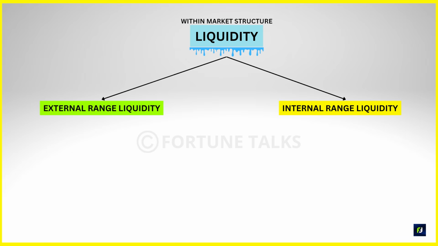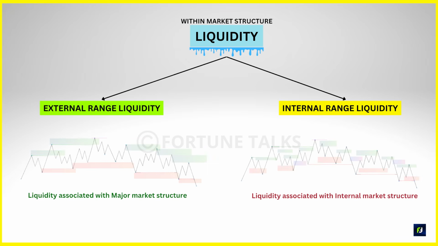In the previous episode on liquidity pools, I have given you a heads up on the two types of market liquidity. These are the external range liquidity and the internal range liquidity. External range liquidity, or ERL, is the liquidity associated with the major swing highs or lows or the old swing highs or lows. Large pools of unfilled buy and sell orders are accumulated near these areas.